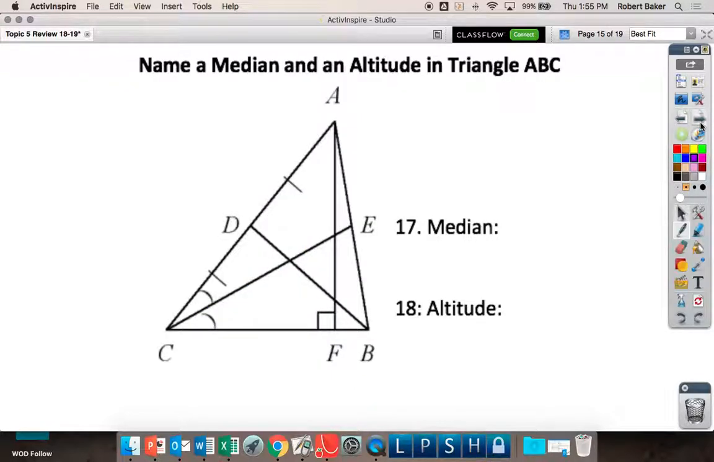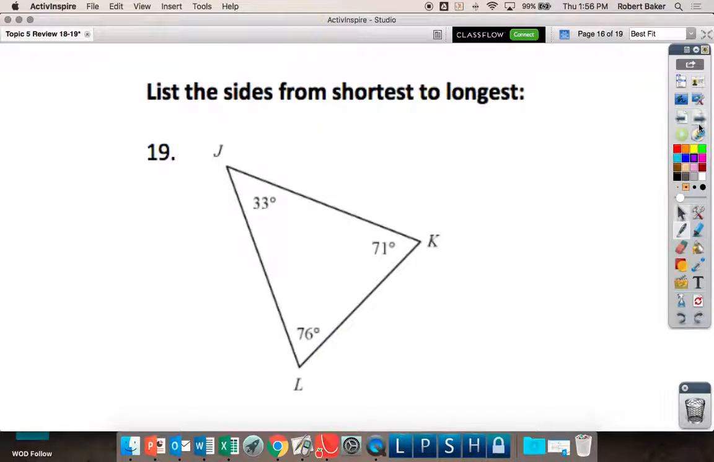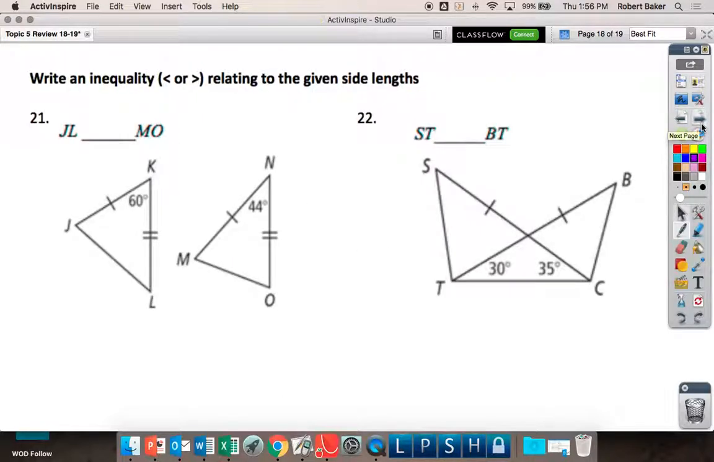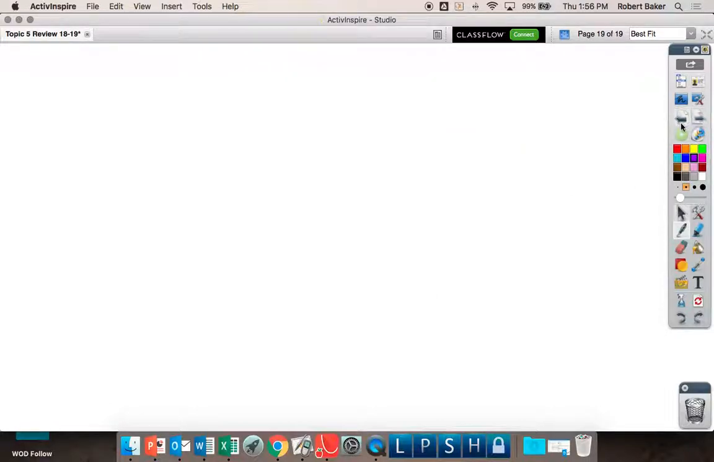These are just naming which one is a median, which one is an altitude. You have a cheat sheet that gives you all those answers. This is small, medium, large. This is small, medium, large. And then this is which piece is bigger, just like we covered yesterday. So the gator eats the bigger piece. And that's the whole review.